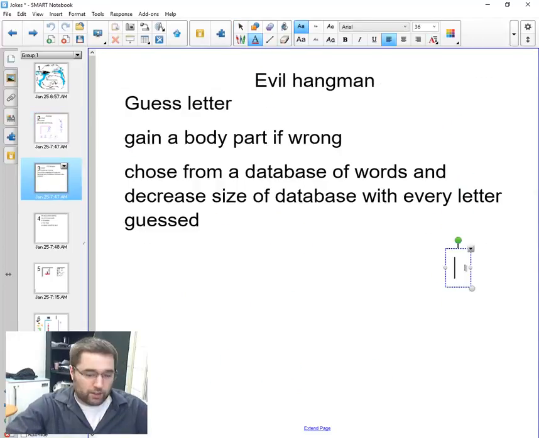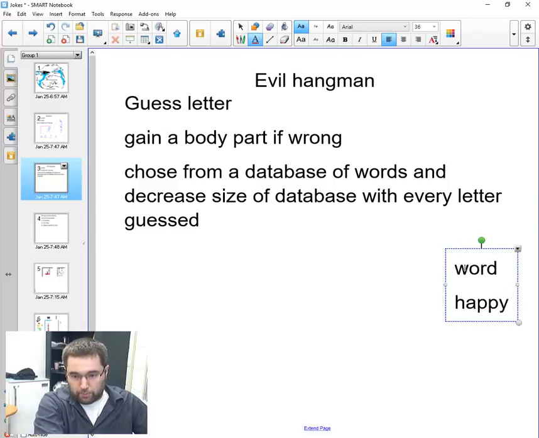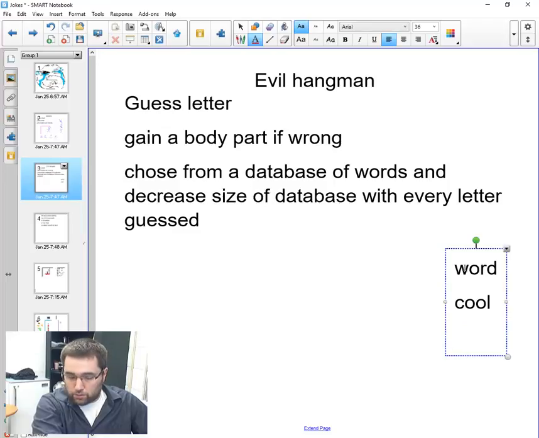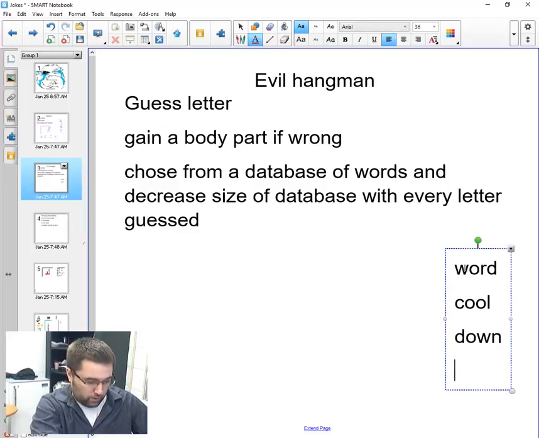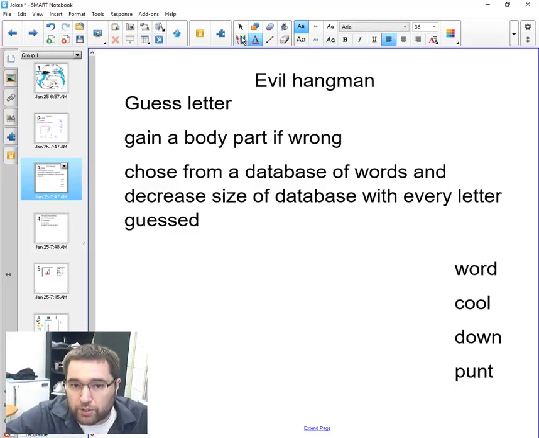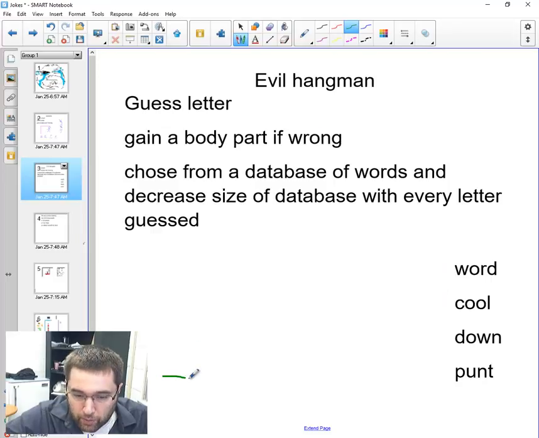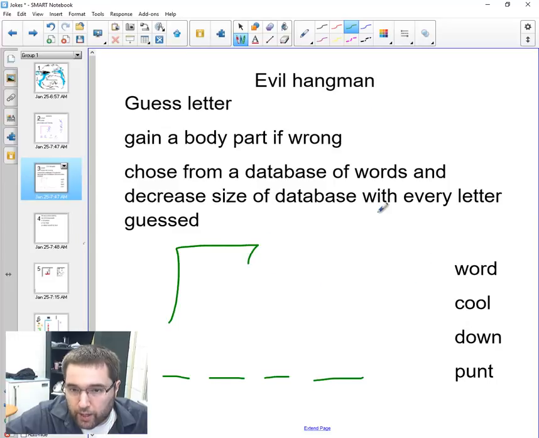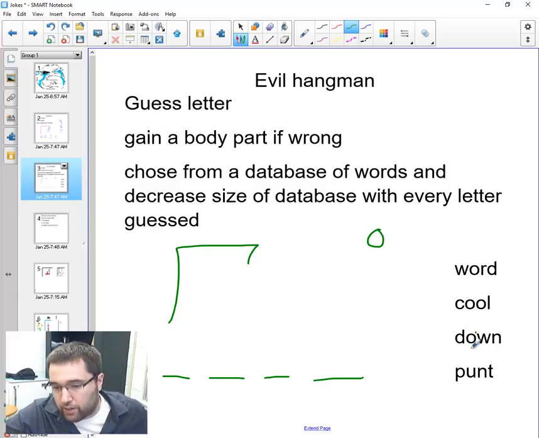What you do is you have a list of words, so word, cool, down, and punt. And then I do the same exact thing where I say, well, I have 4-letter words, I have the hangman thing, and now you have to guess the letters. So what we're going to do is guess the letter O. And O, because it's here, here, and here, I can then have it where it's actually picked out.